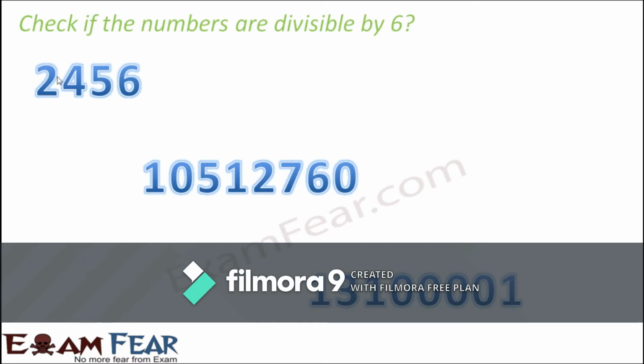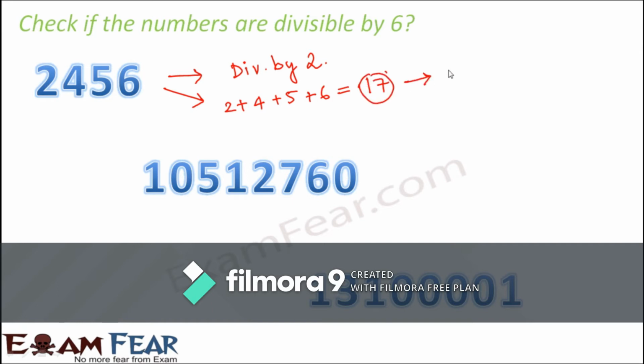So the first number that we have is 2456. If you check its divisibility by 2, then this is divisible by 2 because at the units place we have 6. Now when you check its divisibility by 3, you need to sum the digits, that is 2 plus 4 plus 5 plus 6, which comes out to be 17. Now if you are not sure if 17 is divisible by 3 or not, then again sum the digits. So you get 8, and 8 is not divisible by 3. And therefore this number will not be divisible by 6.